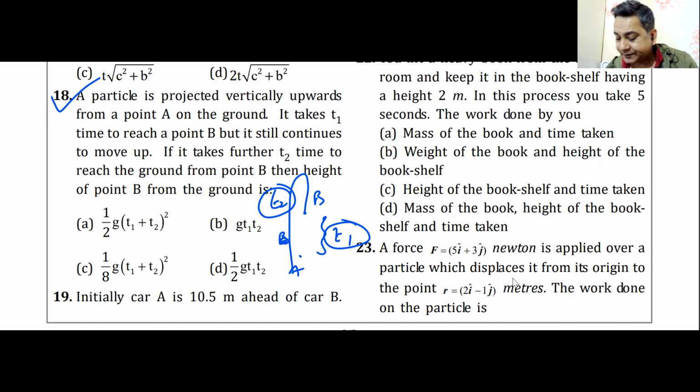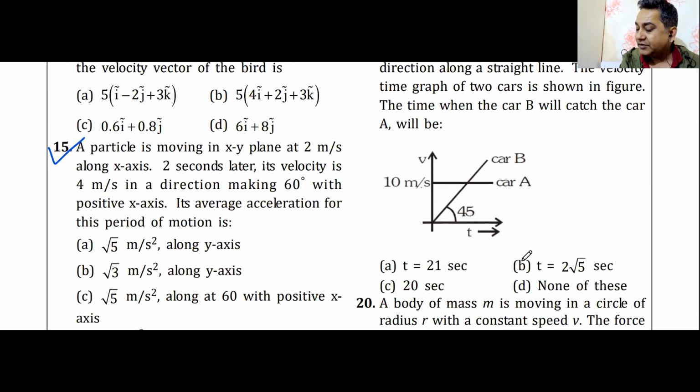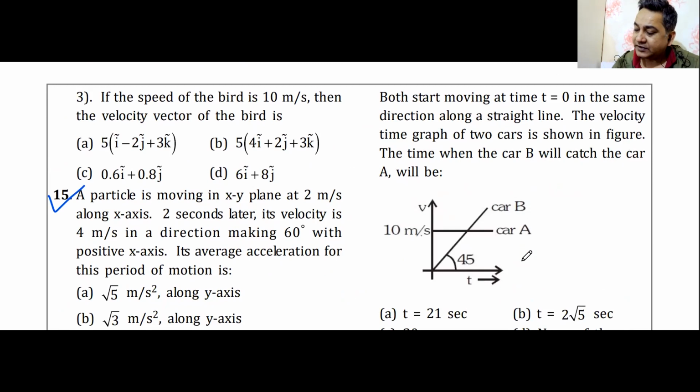So mind that. If a question is of a single line, it may be the most difficult question in the paper. Initially, car A is 10 meters ahead of car B. A simple question of relative motion, I think. Both start moving at time t = 0 in the same direction along the same straight line. The velocity-time graph of the two cars is given in the figure. The time when car B will catch car A will be how much?